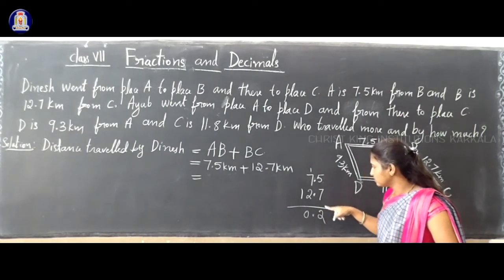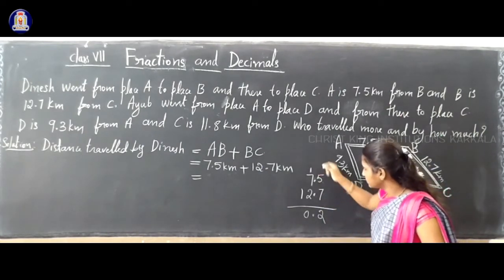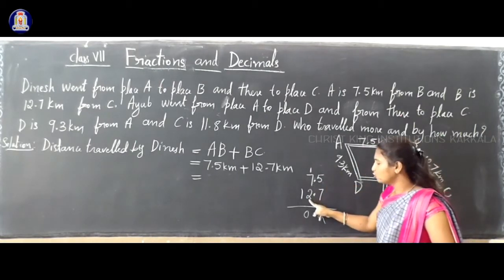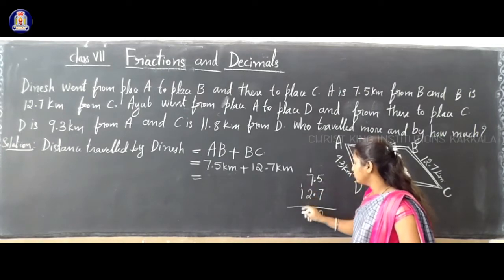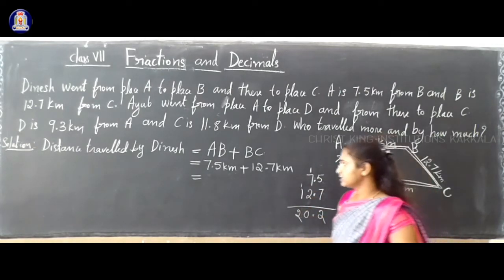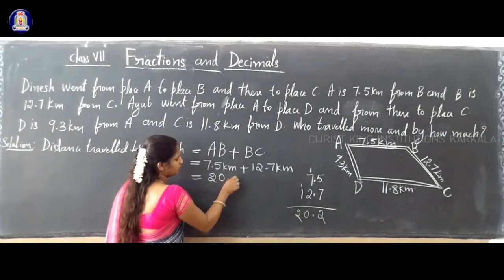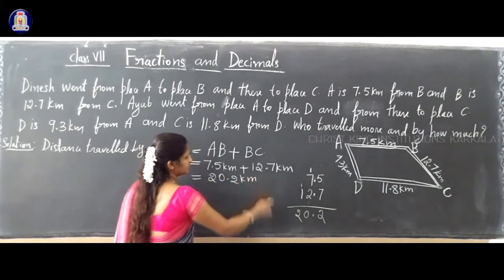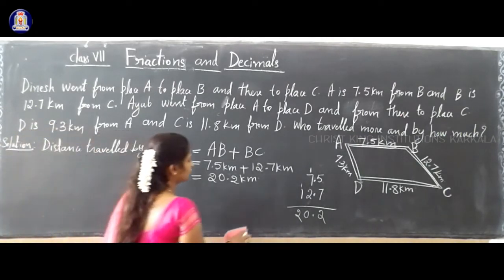See, 7 plus 5, 12. The remaining 1 you will add in the next step. 7 plus 2, 9. 9 plus 1, 10. So add 1, you get 20.2. So the answer is 20.2 kilometer. The distance traveled by Dinesh is 20.2 kilometer.